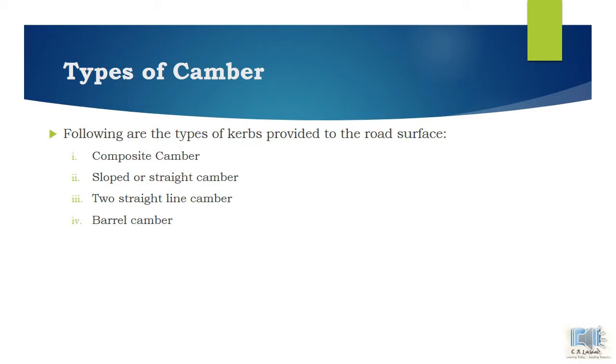Now the next point is types of camber. There are four types of camber, that is first is composite camber, second is sloped or straight camber, third is two straight line camber, and fourth is barrel type camber.